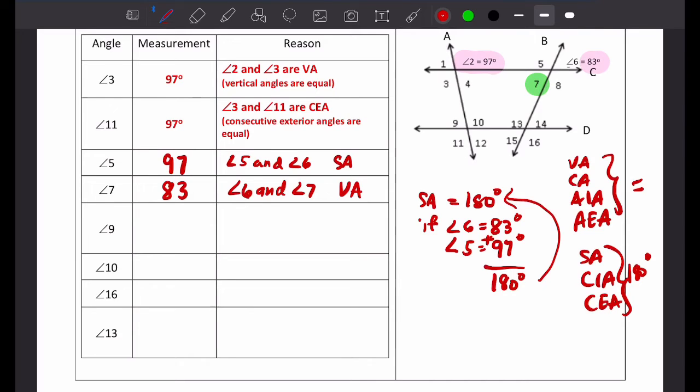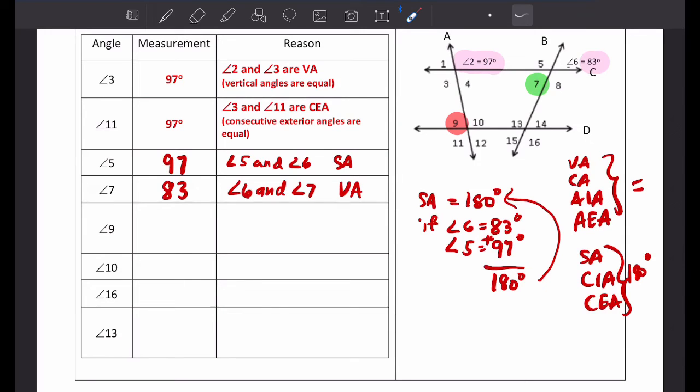Okay? Next, angle 9. Now, if you look at angle 9, you can see that it's not vertical, it's not consecutive internal, or it's not any of the angles yet. So it's a two-step thing, okay? So, how do we get from here to here? So there are many ways.